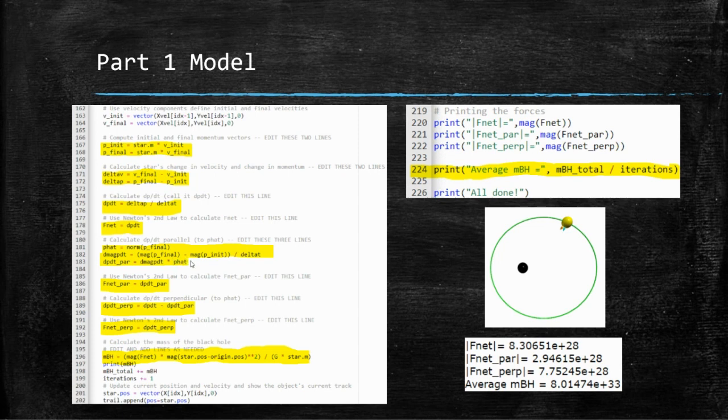And here it just uses the formula for the parallel component of dp dt that I showed earlier to find that component. And then again, it just uses the fact that dp dt and its components are equal to F net and its components. And then here I just used the gravitational force formula and the rearranged form of it that I showed earlier to calculate the mass of the black hole. And I used a little counter in the loop to automatically calculate the average of the masses for that. And it's shown here, it's 8.01 times 10 to the 33 kilograms. And then right here is just a picture of the model after it's done running.